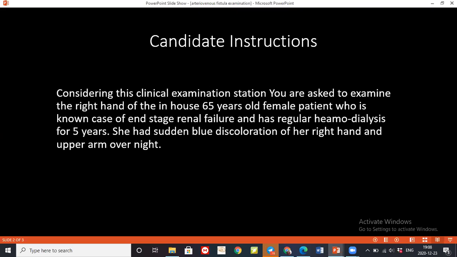On examination, I felt that there is a thrill increased on the area, and a skin pinch test, I don't know whether it is positive. And also the bruit over the area was augmented in systolic only. You cannot feel it in the diastolic.